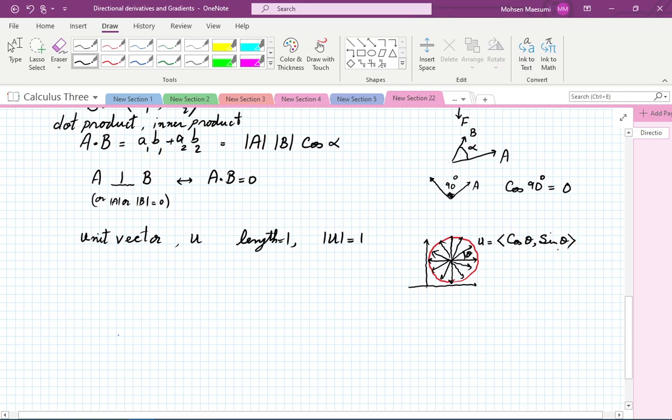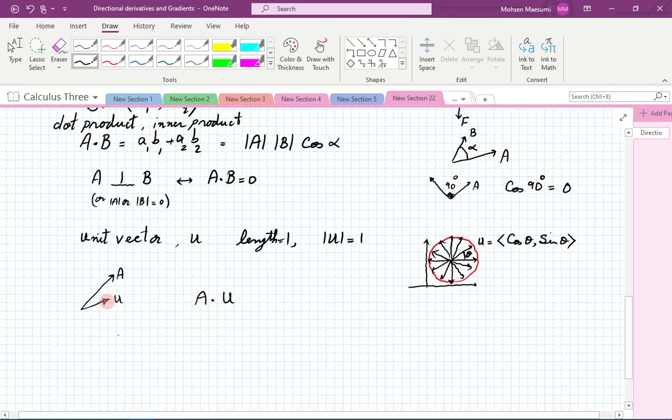The same thing here. Now, if I have a vector, let's call this thing A, and then I am dotting it with a second vector, and this second vector I take to be a unit vector. So I have A dot U.